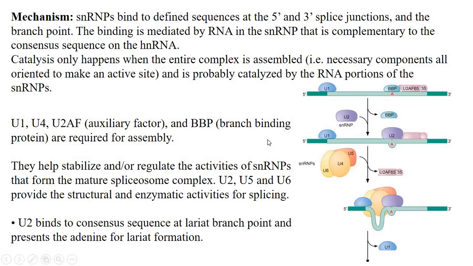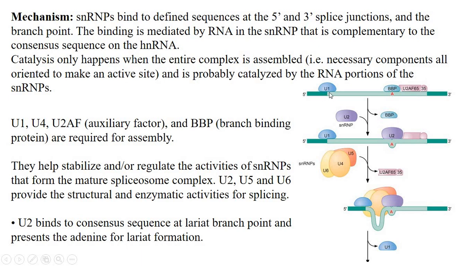The catalysis will not happen until the whole spliceosome is formed. So this is just the beginning of the spliceosome. This is assembling here. So in the first step, U1, U4, and this auxiliary U2AF, AF means auxiliary factor, and the BBP, this branch binding protein, all are required for assembly. What these do is they help stabilize and regulate the activities of these SNRPs, because SNRPs have the catalytic activity, so they have enzymatic activity for splicing, and those will make the cuts where these cuts need to be made, especially here at this end.